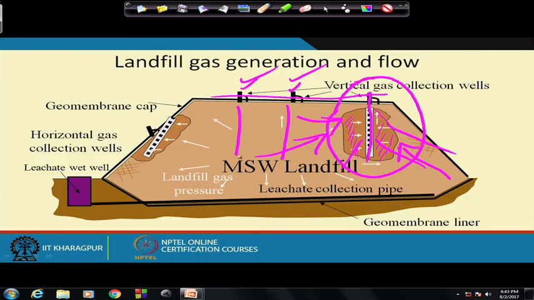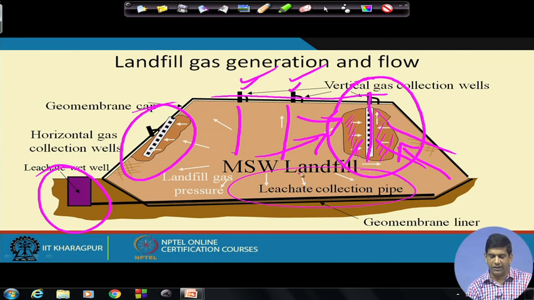So you will have several wells, like here there is a well. We also have a well on the side slope, and even in the leachate wet well, sometimes you will have gas there. Leachate also makes its way to the leachate collection pipe. Landfill gas tries to move wherever it can find the least pressure. As you know, the gas travels in the path of least resistance, so wherever it can find the least resistance, it will try to move into that particular area.